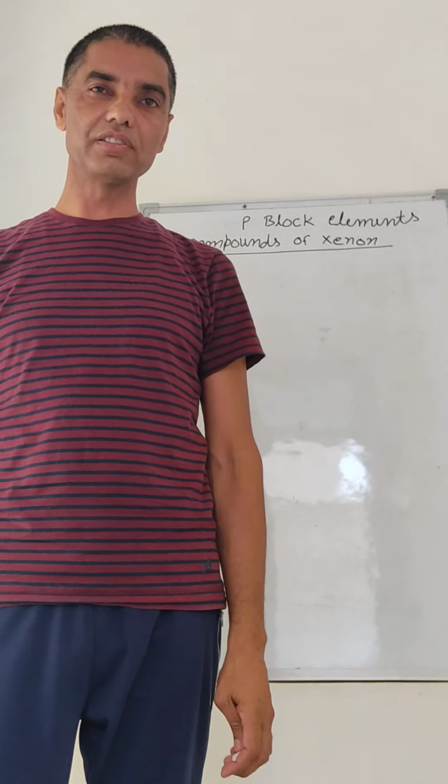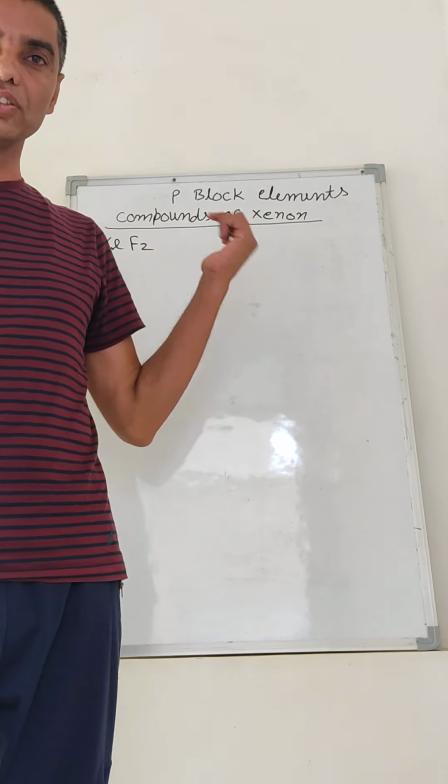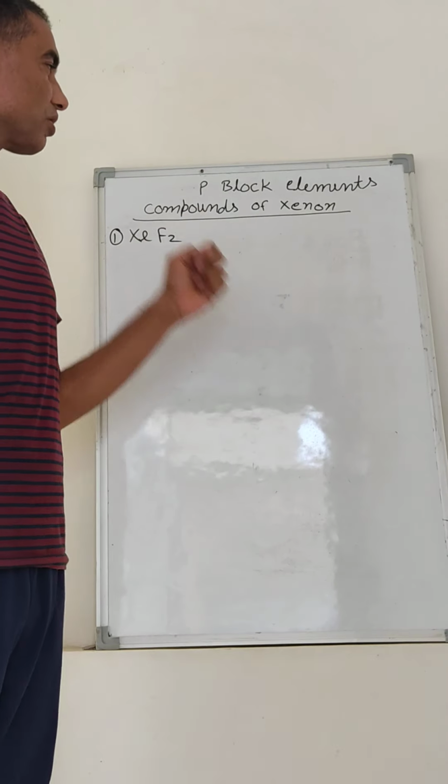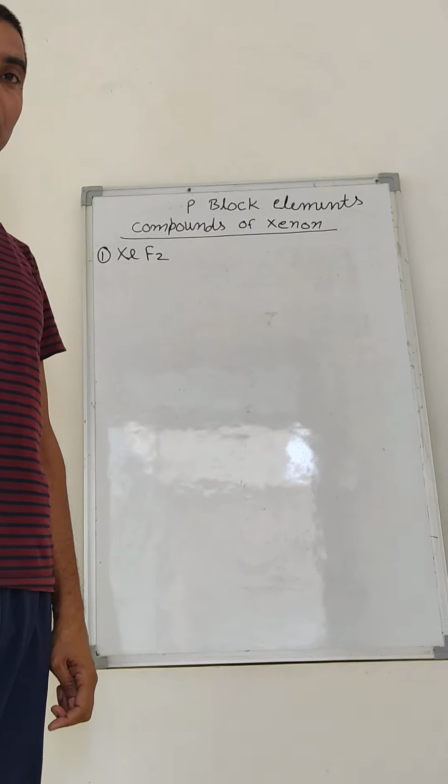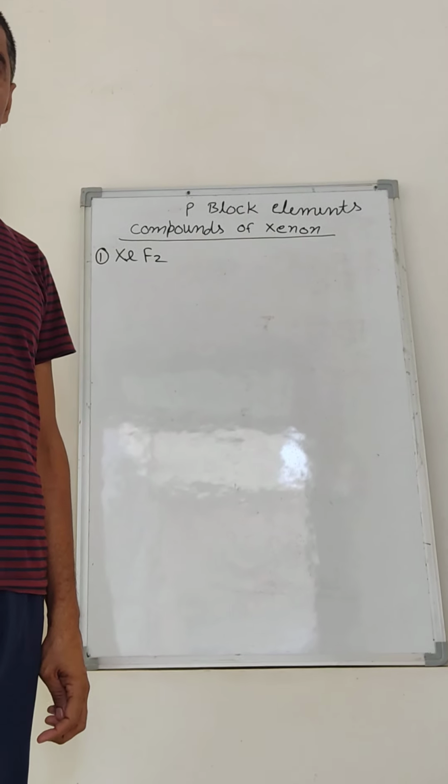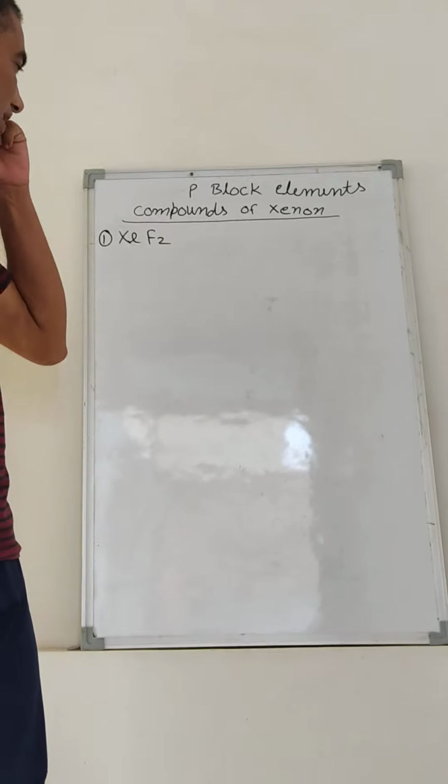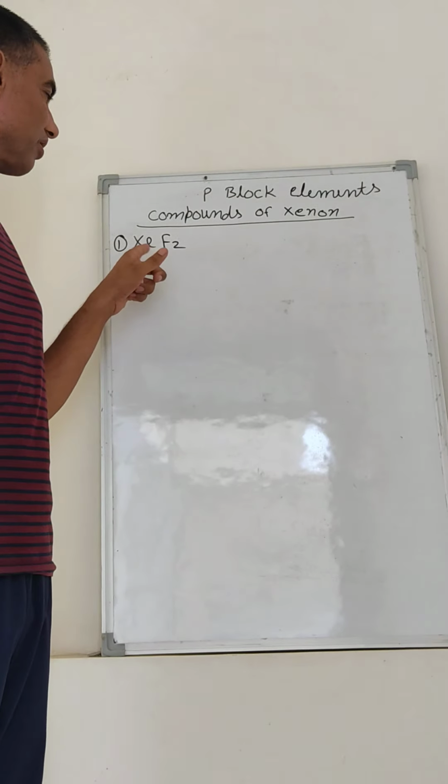Today we learn about the compounds of xenon. The compounds of xenon are part of the p-block elements in inorganic chemistry. First of all, we learn about xenon difluoride.